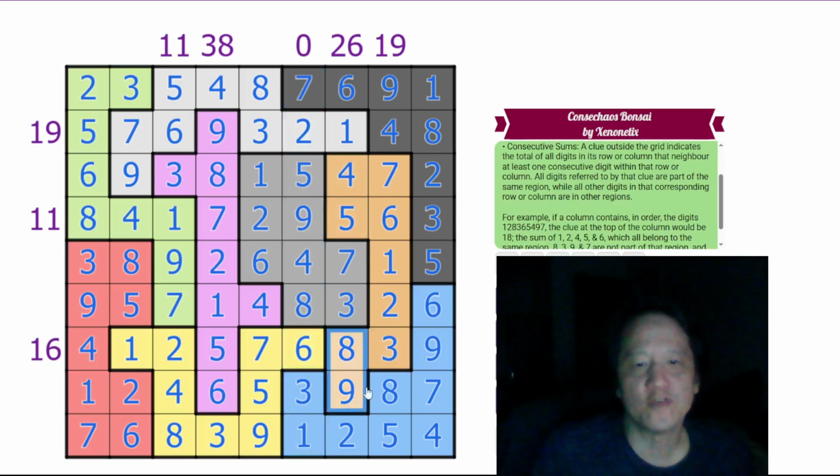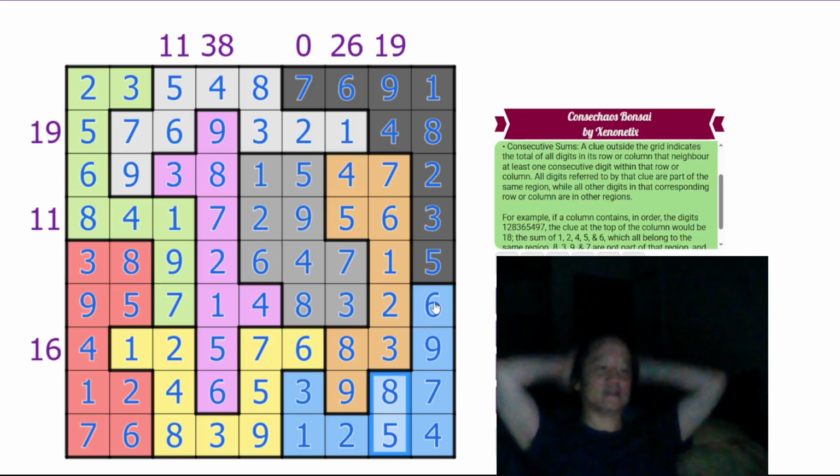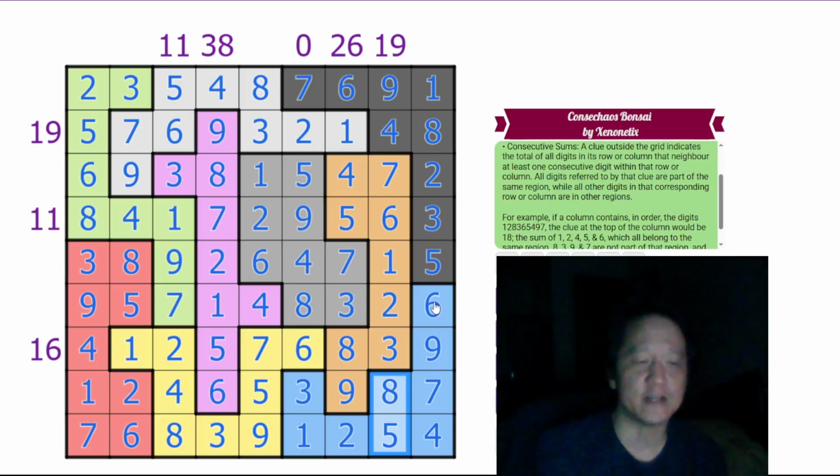Here we have 4, 5, 8, 9, adding up to 26. Here we have 1, 2, 3, 6, 7, adding up to 19, and none of the others are consecutive. So that's how you solve it. Again, very fun, actually. Very, very fun puzzle.